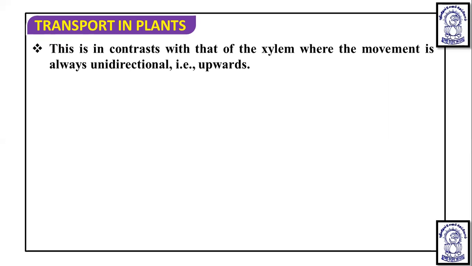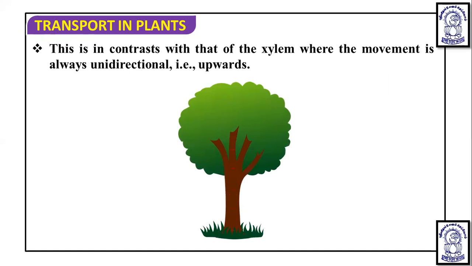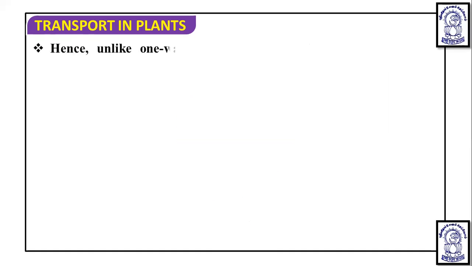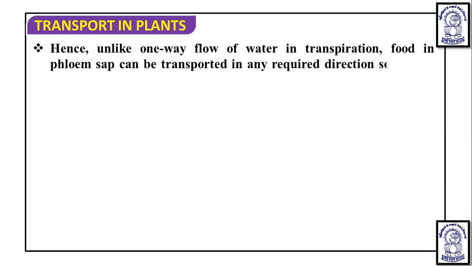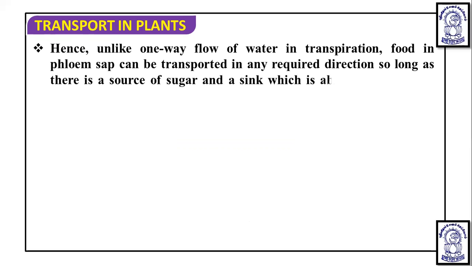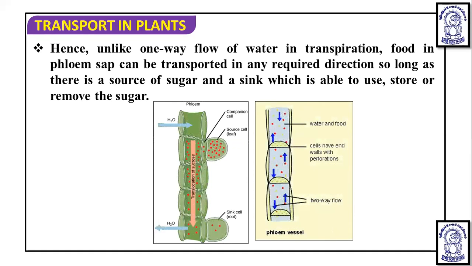We know that xylem carries out unidirectional transport, that is upward from root to the aerial parts of the plant. Hence, unlike the one-way flow of water in transpiration, food in phloem can be transported in any direction so long as there is a source of sugar and a sink which is able to use, store or remove the sugar. And the phloem carries out bidirectional transport. Here in this diagram you can see this is the phloem. Sorry, it is actually a xylem vessel, not phloem vessels.